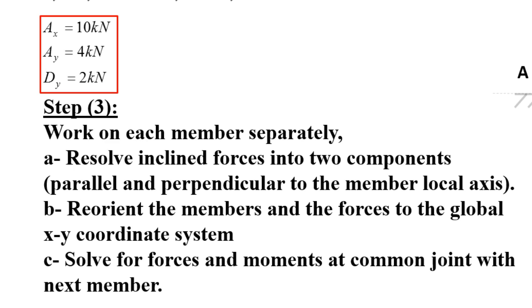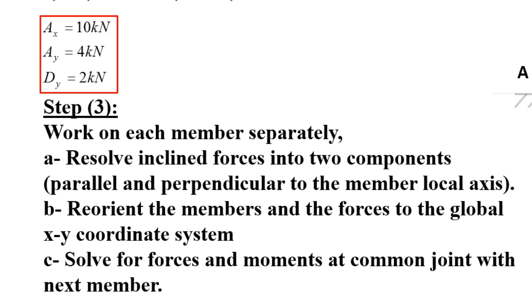First we need to resolve inclined forces into two components, parallel and perpendicular to the member local axis. And if it's not clear yet, the next slide should clarify this. Then we will reorient the members and the forces to the global XY system. So in this case, I have a regular Cartesian system, X and Y. If I have any inclined members, I have to rotate them to match the X axis. Of course, you need to rotate the inclined member to match the X axis.